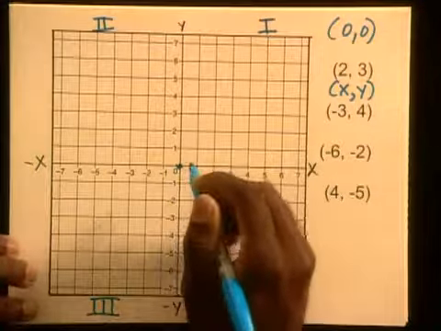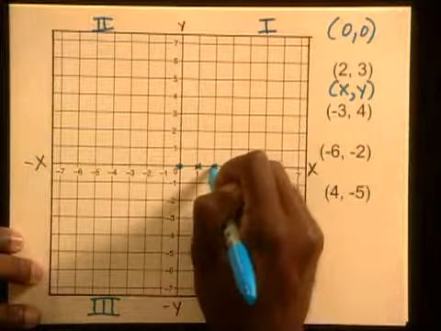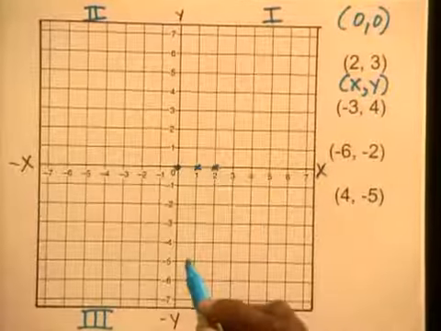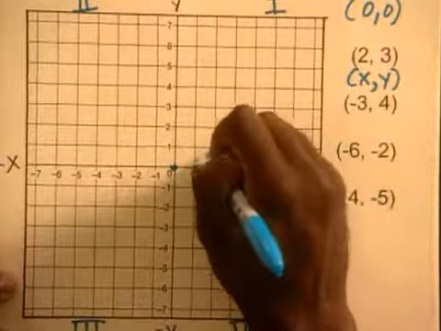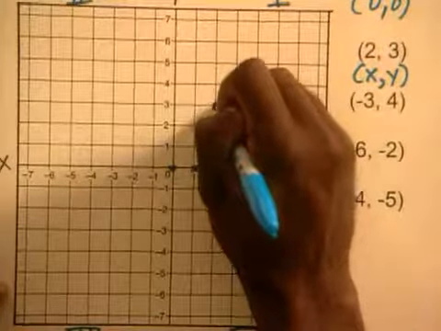Let's plot this first point, 2, 3. First, where do we start? Home base at 0, 0. So we move 2 units in the x direction. Then we put our turn signal on, and we go positive 3 units in the y direction. 1, 2, 3. There we are. We've plotted the point 2, 3. And what quadrant is 2, 3 in? The first quadrant.